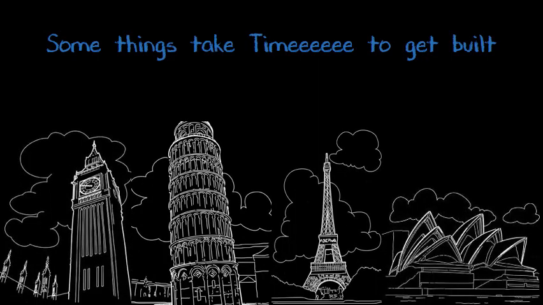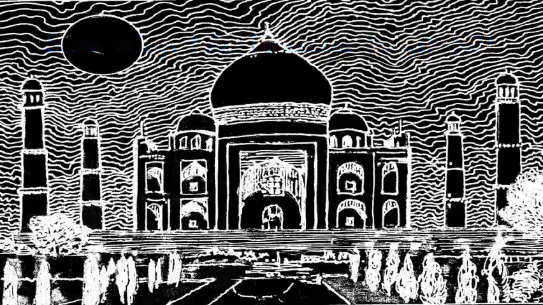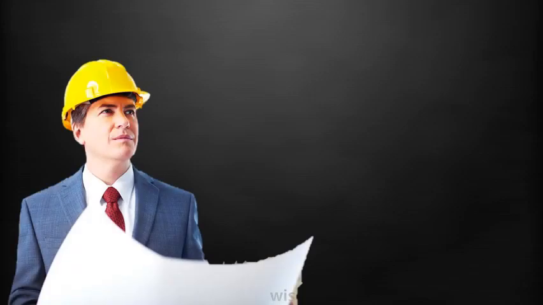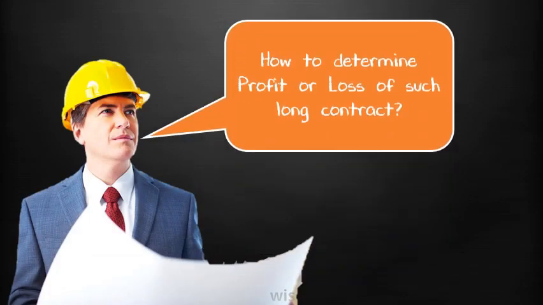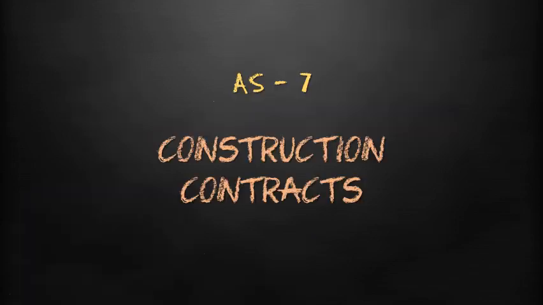Some things take time to get built. Some is impossible to be built again. But our question here is how to determine profit or loss of such a long-term contract. For that, we have Accounting Standard 7 Construction Contract.